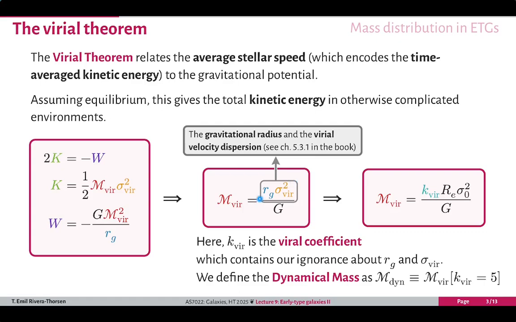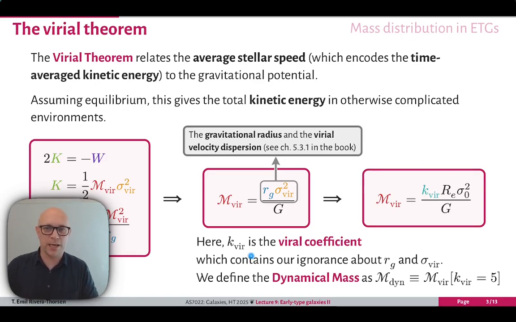So we throw all the stuff we don't know about these things over into this mystery number we call the virial coefficient, and then we can express the rest in terms of well-known old friends, the central velocity dispersion and the effective radius. These are things that we do know how to deal with, unlike the gravitational radius and the virial velocity dispersion from before. So basically the virial coefficient, again, is something that encodes our ignorance.